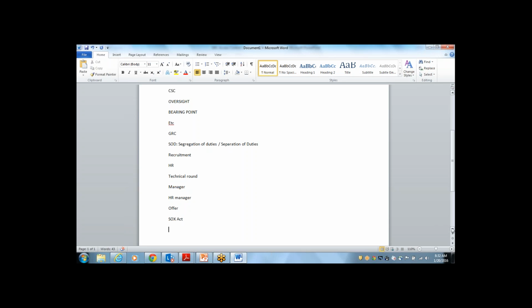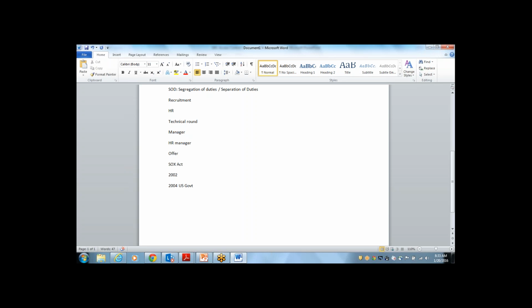Sarbanes and Oxley are the two senators who introduced this SOX Act in 2002, but it was accepted by the US government in 2004. There were so many scams in the US, like Enron and Lehman Brothers, and many bankruptcies. After that, the US government accepted SOX. Initially, they had not accepted it; later, they accepted it as per the SOX rules.